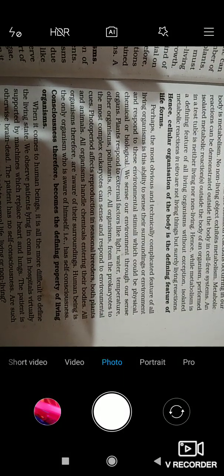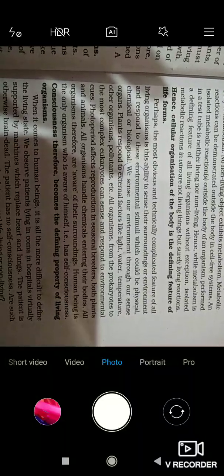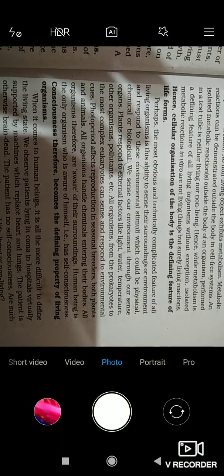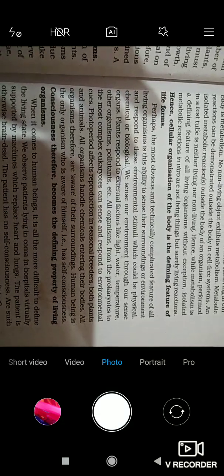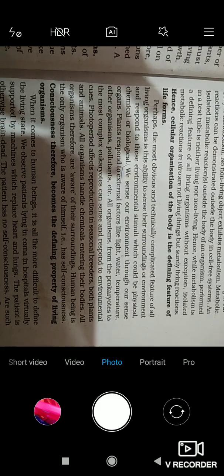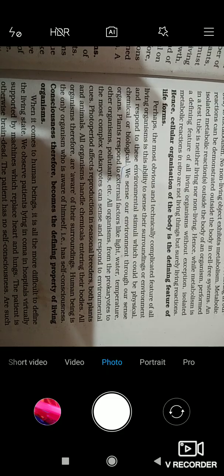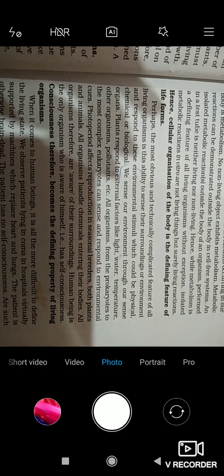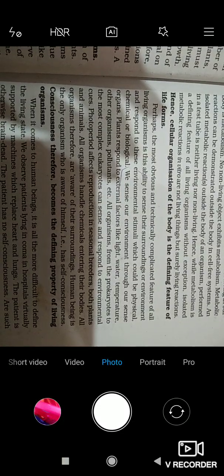Okay, let's now see. Plants respond to external factors like light, water, temperature, other organisms, pollutants, etc. So plants respond to external factors. How? From light. Here light means sunlight. So plants respond to sunlight, water, temperature, other organisms, and pollutants.